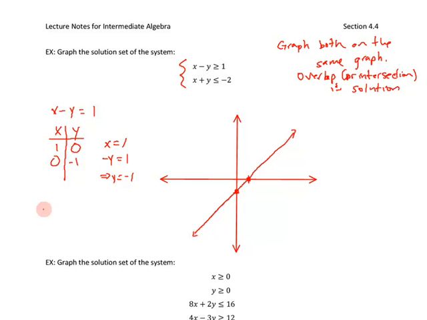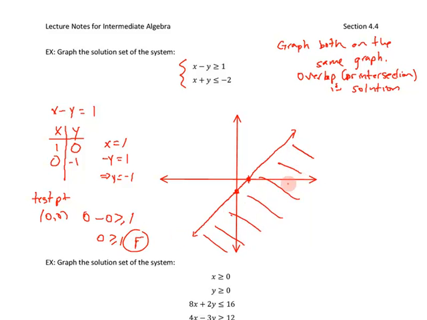I'm going to pick my test point, which is 0, 0, and say, is 0 minus 0 greater than or equal to 1? Is 0 greater than or equal to 1? That's false, so I would shade down here, right? Everything underneath that line is a solution to the original. Okay. Now what about the second one?